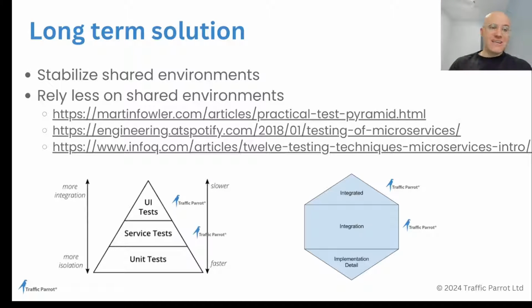The long-term solution is to stabilize your shared environment, so there's no unavailability or intermittent failures, and rely less on testing in shared environments and more on a testing pyramid or a testing honeycomb or some other testing architecture. What we recommend is having a look at the practical testing pyramid on Martin Fowler's blog, the honeycomb testing of microservices from Spotify, or the article we have written on InfoQ on 12 testing techniques for microservices. And Traffic Parrot would fit in nicely to all of these long-term solutions.